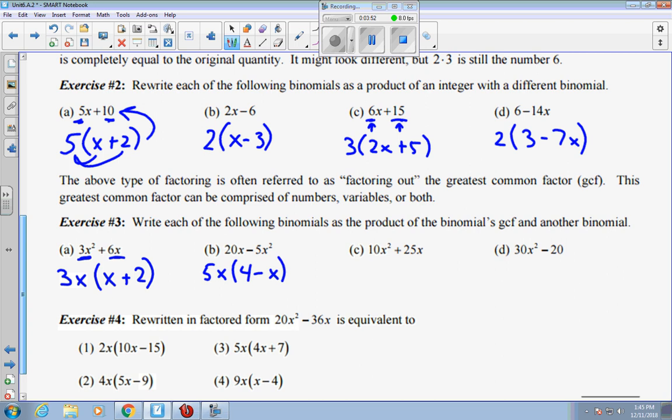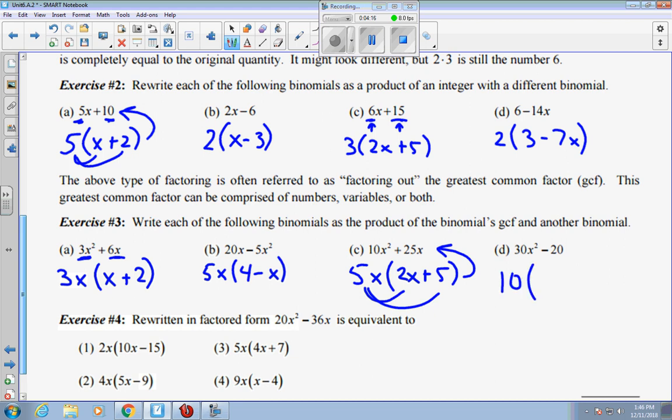Letter C, I could take a 5 out, take an x out, and I will be left with 2x plus 5. And you could redistribute any of these to make sure that it gives you back the original. So I can redistribute, and it will bring me back to the original binomial. Letter D, I could take a 10 out.